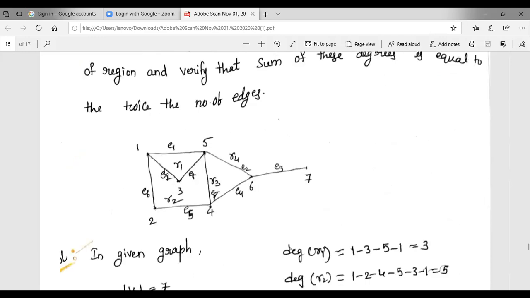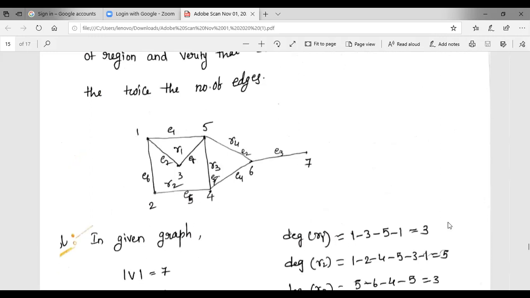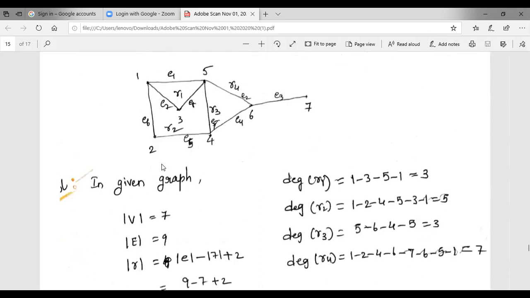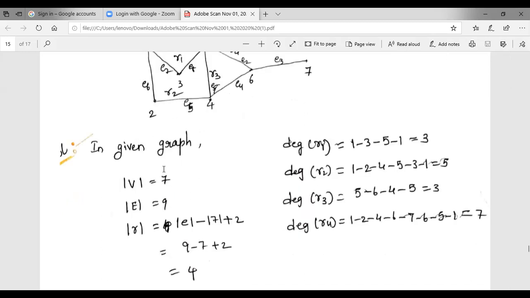So the degree of R1 is equal to 1, 1, 5, 3, 1. So the degree of R1 is equal to 3 and the degree of R2 is equal to 1, 2, 4, 5, 3, 1. So the degree of R2 is equal to 5 and the degree of R3 is equal to 6, 4, 5, 6. So 3, and the degree of R4 is equal to 1, 2, 4, 6, 7, 6, 5, 1. So the degree of R4 is equal to 7.